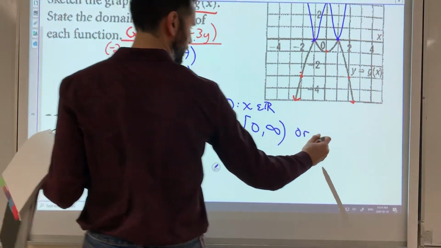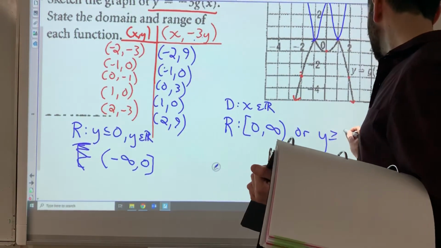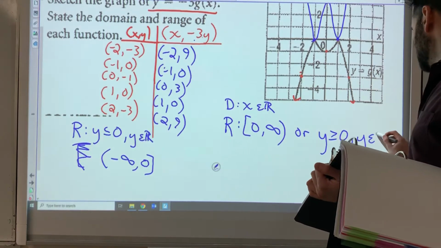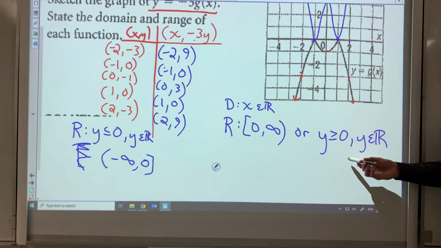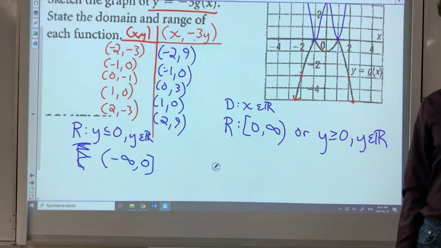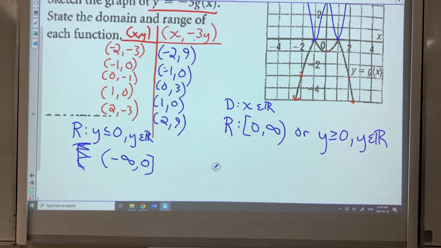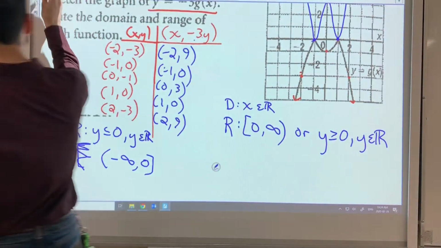Or you could write it as y greater than or equal to 0, y element of the reals. Both notations are fine. They do tend to use this notation more on the exam, but they will occasionally use that one. So, up to you. Great. I have another one we can try. Let's see why not. Let's try it.